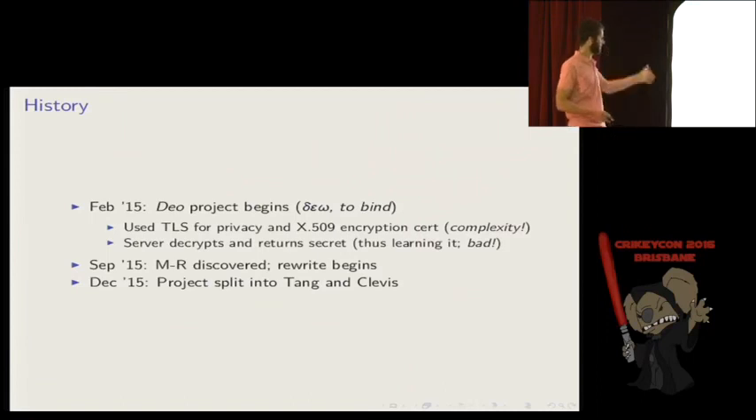That happened in September '15, when Nathaniel McCallum had these insights, and then the algorithm was refined into McCallum-Relyea exchange. And so we killed Deo with fire and started again from scratch. And then in December, we split the project into two projects, Tang and Clevis.